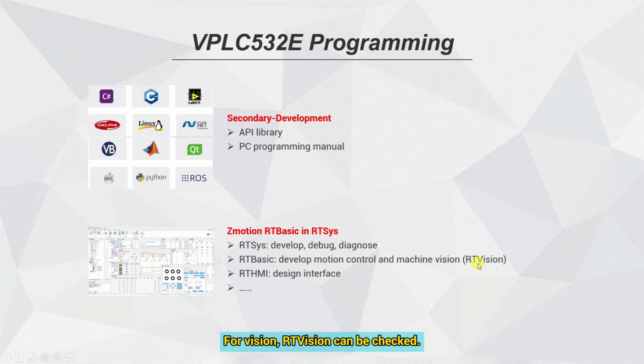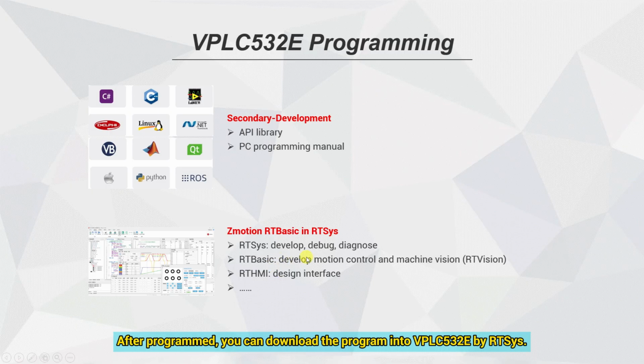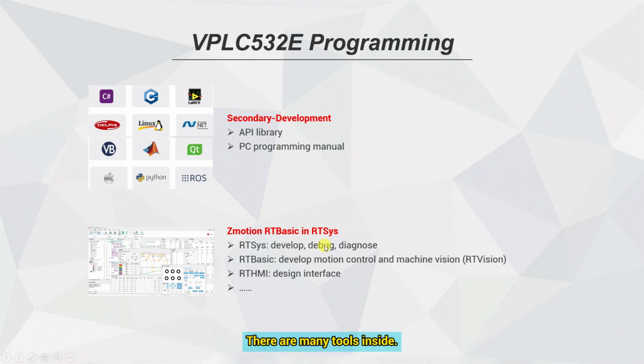For vision, RT Vision can be checked. Also, there are RTPLC and RTHMI languages. After programming, you can download the program into VPLC 532E by RTSys, then debug the program in real time in RTSys. There are many tools inside. You can download it and simulate it to test in advance. The former lesson about RTSys can also help you.